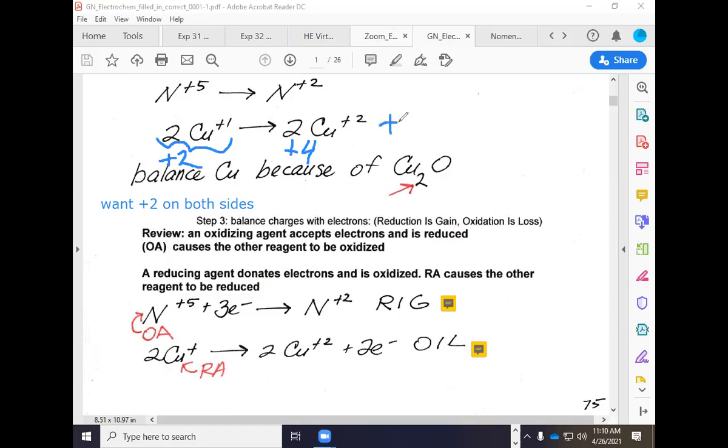So how do we get a +2 on both sides? We add 2 electrons. So you've got +4, 2 minus. That will add up to a +2.